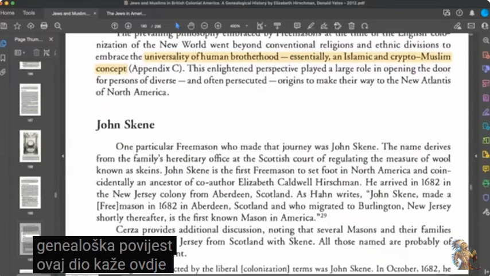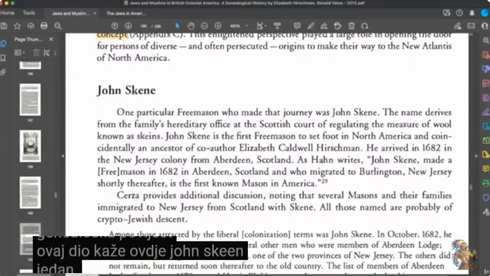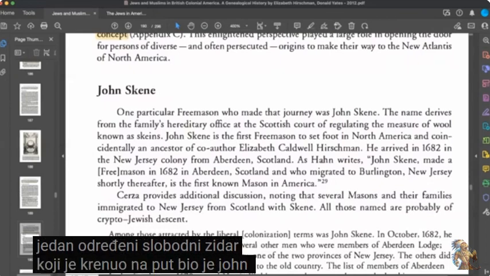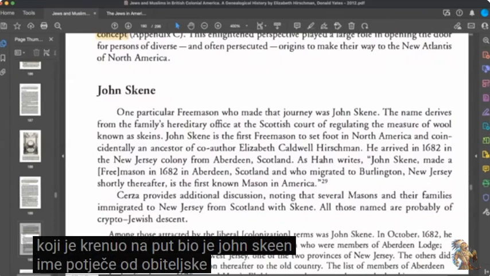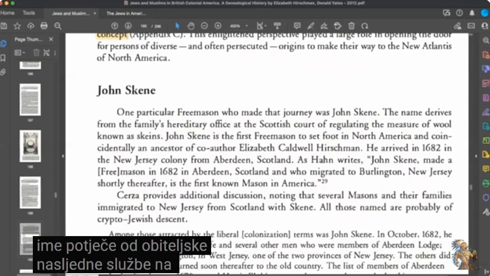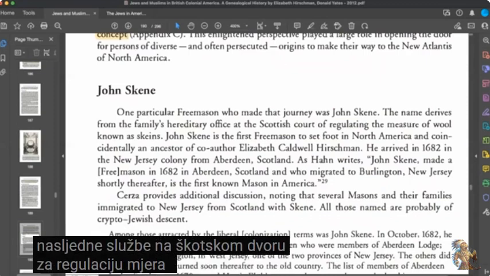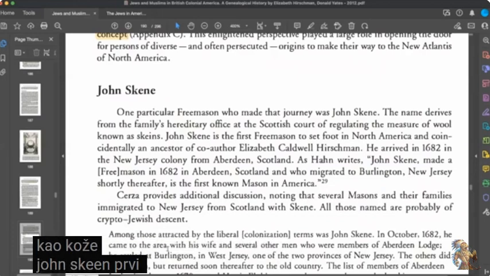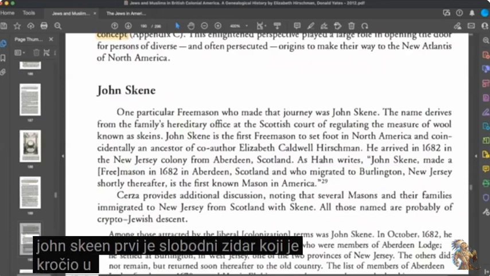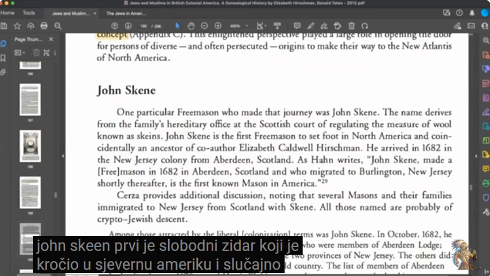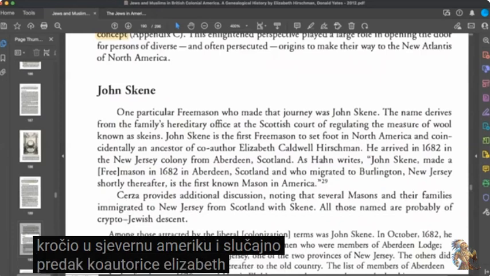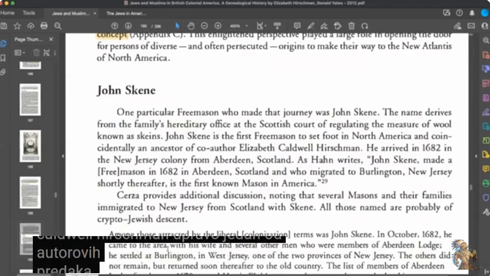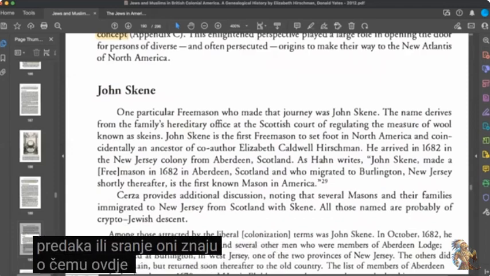This part says here, John Skene. One particular Freemason who made the journey was John Skene. The name derives from the family's hereditary office at the Scottish Court of regulating the measure of wool, known as skeins. John Skene is the first Freemason to set foot in North America and coincidentally an ancestor of co-author Elizabeth Caldwell Hirschman, all right? One of the author's ancestors, so they know what they're talking about here.